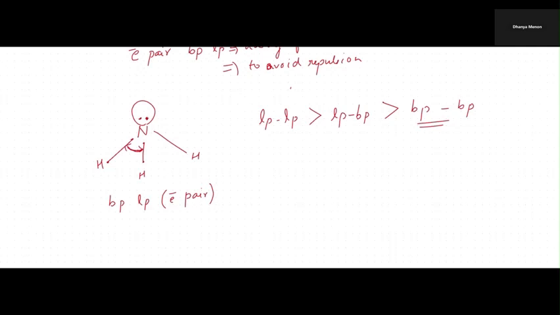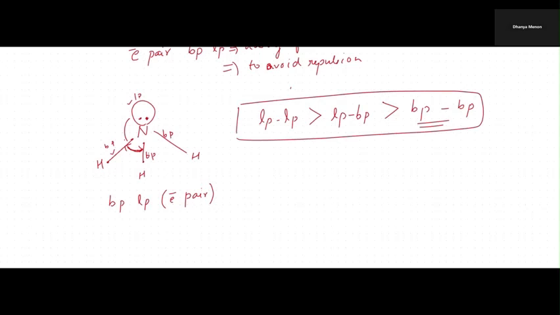And the repulsion between, this is lone pair and this is bond pair. So this is lone pair, bond pair repulsion. Right? So this particular rule you have to keep in mind, that the repulsion between lone pair and lone pair is the greatest. It is greater than lone pair and bond pair, which is greater than bond pair and bond pair.